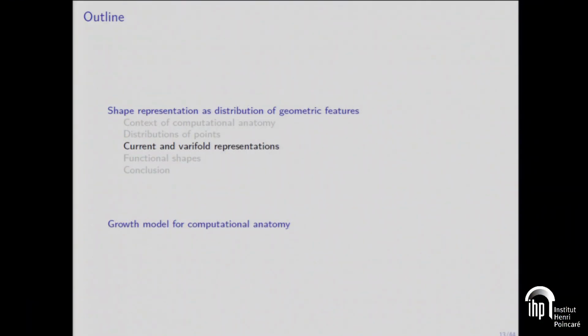Okay, so I promised you to speak about kernels and varifold. And if you have understood everything so far, then you should be okay, because the rest is a very straightforward extension of the previous model.